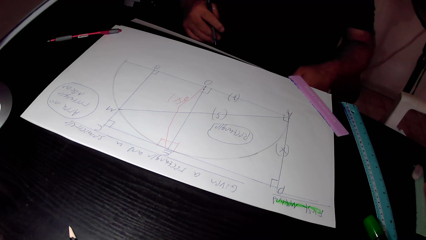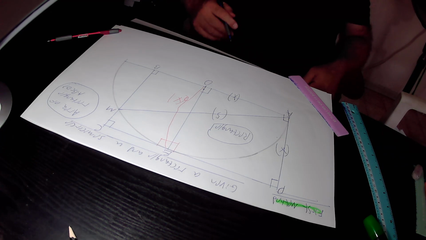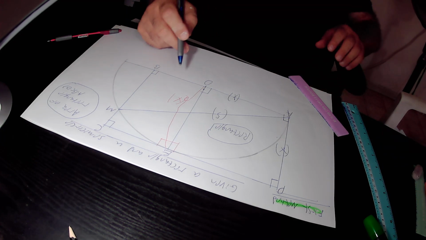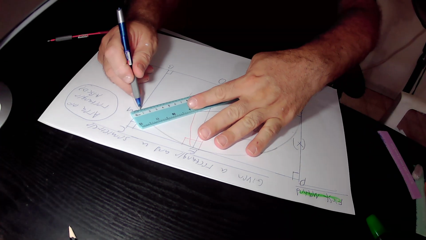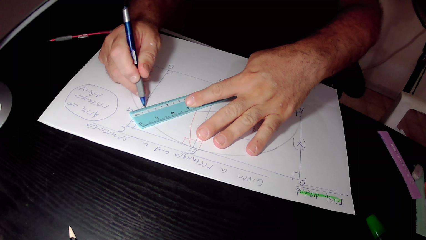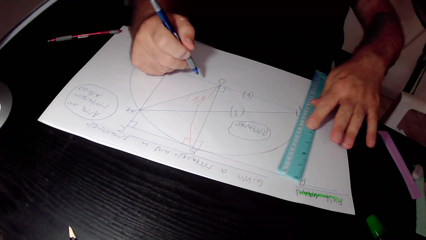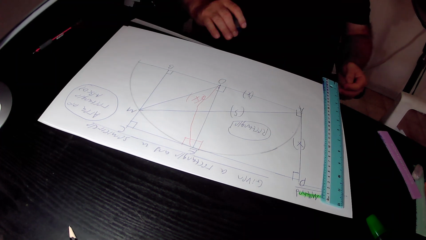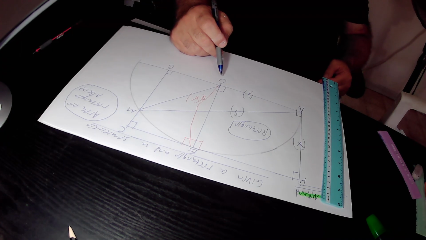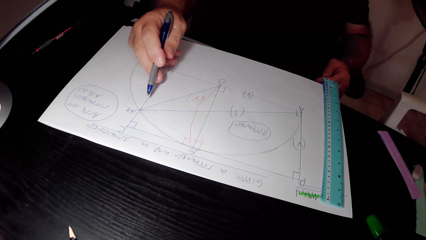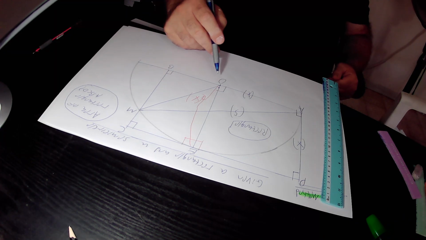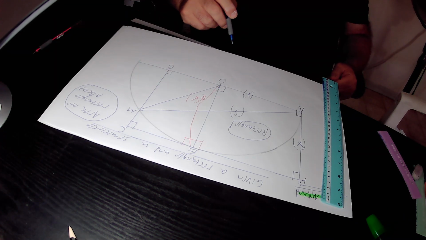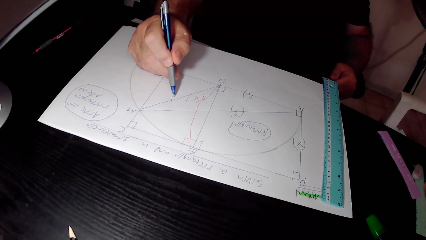In the next step, we join points O and M together by a straight line. Point O is the center of the semicircle. Point M is a point on the semicircle itself. So this is exactly the definition of a radius. Therefore, OM is the radius of this semicircle. It is equal to x.